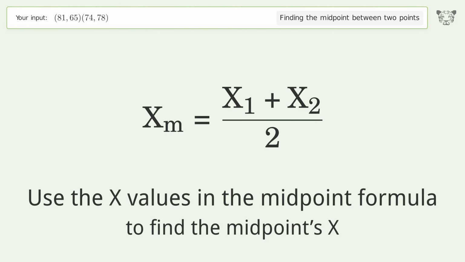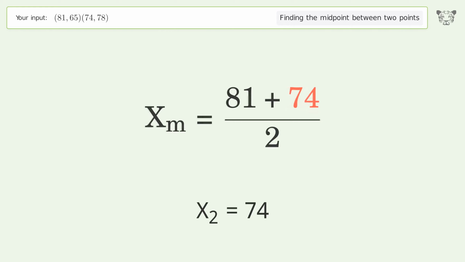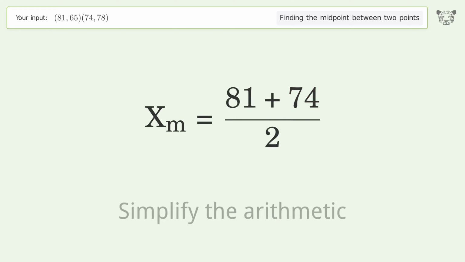Use the x values in the midpoint formula to find the midpoints x. x1 equals 81. x2 equals 74. Simplify the arithmetic.